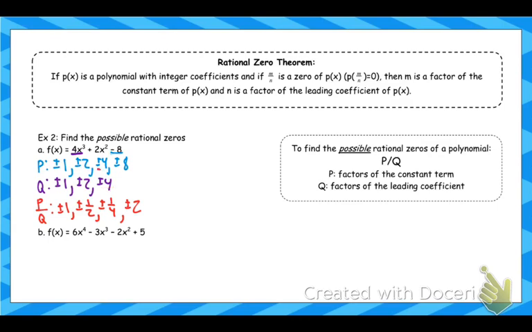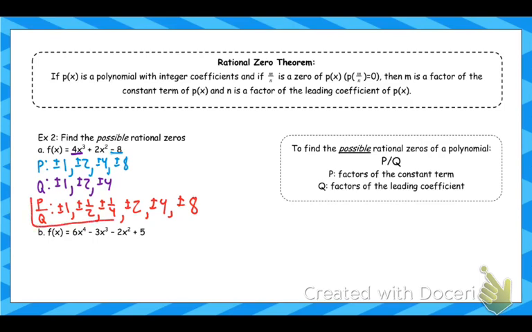So then we move on to the next p-value, which is 4. Well, 4 divided by 1 is 4. 4 divided by 2, already on my list. 4 divided by 4, already on my list. Then I would move on to 8. 8 divided by 1, 8 divided by 2 is already there, and 8 divided by 4 is already there.